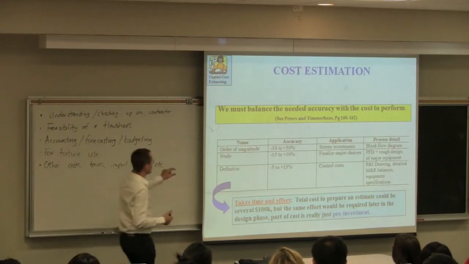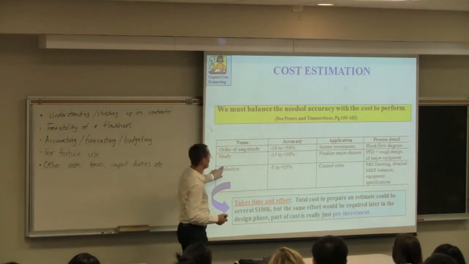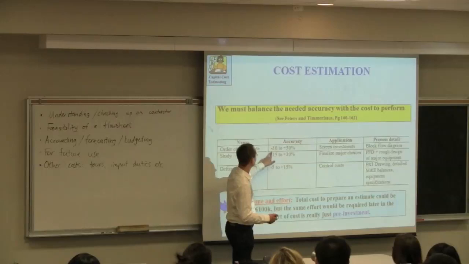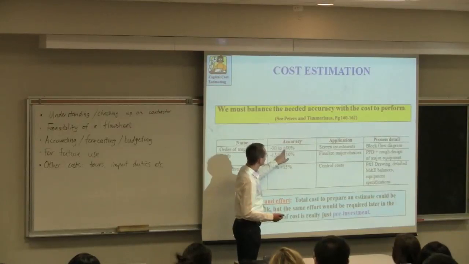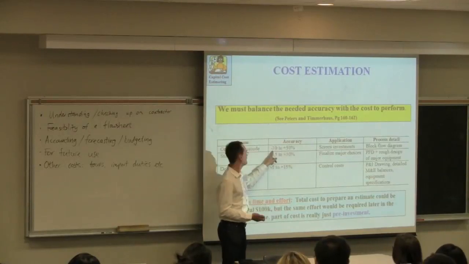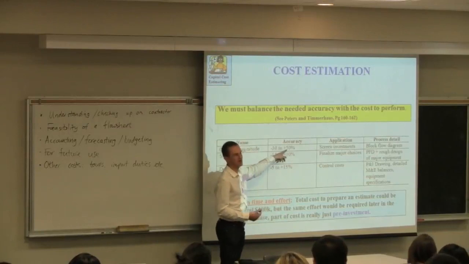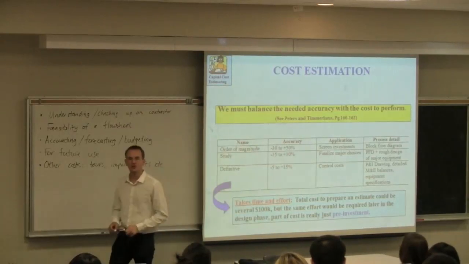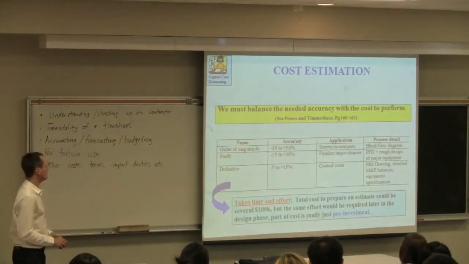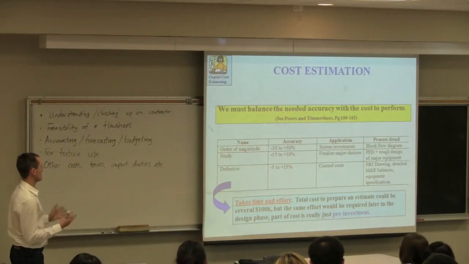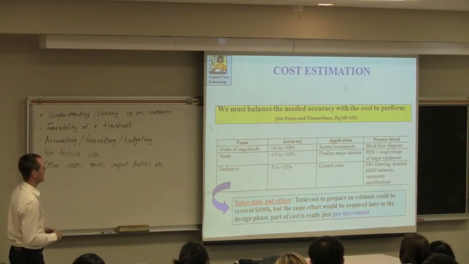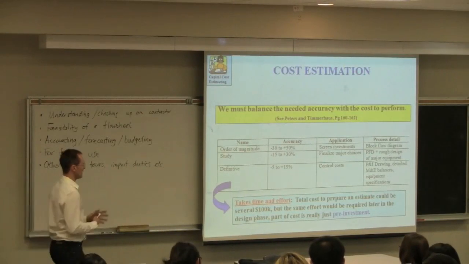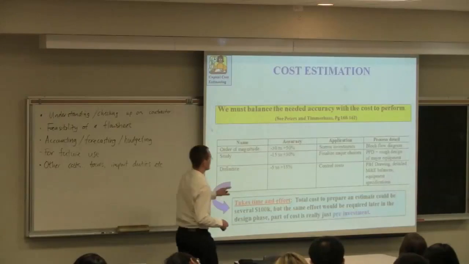So here's order of magnitude, the study estimate, and then the definitive estimate. So we can see our accuracy. I would even take this and make this larger. Many textbooks have that going from minus 40 to plus 100%. So when you're at that level, you're off by almost double the amount in many cases. So that accuracy really should be even larger than that.